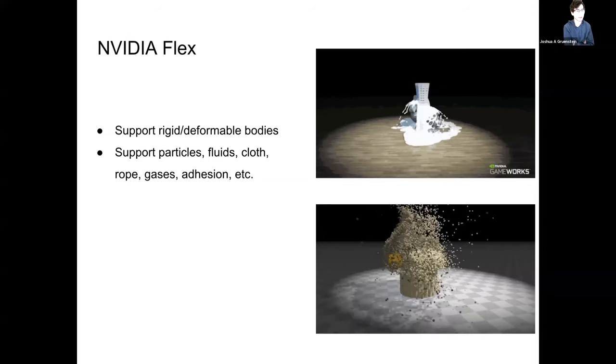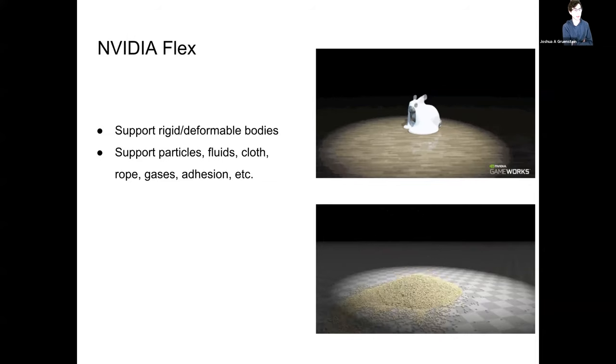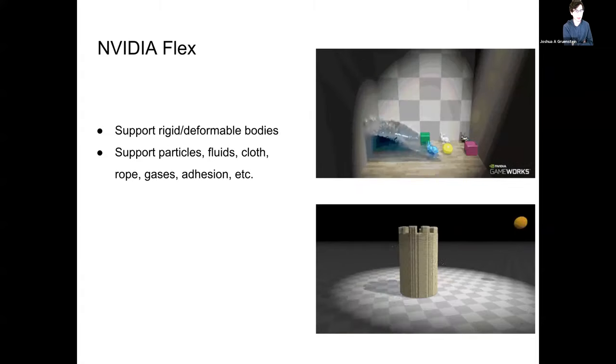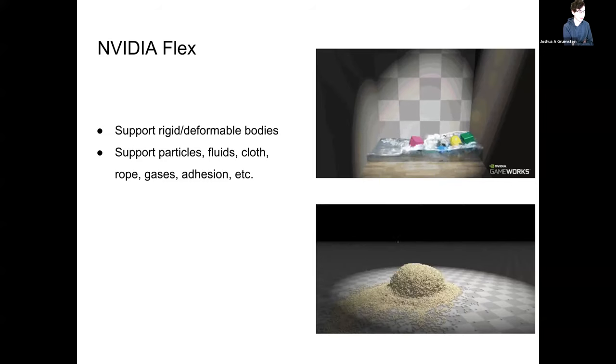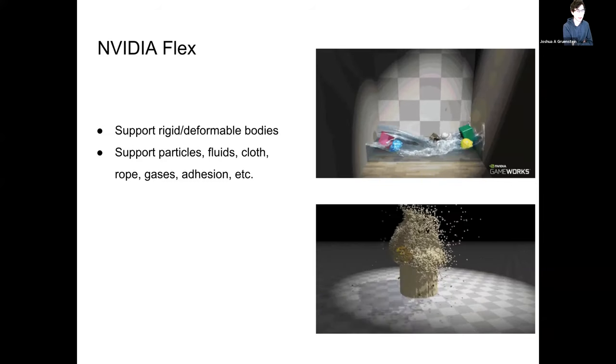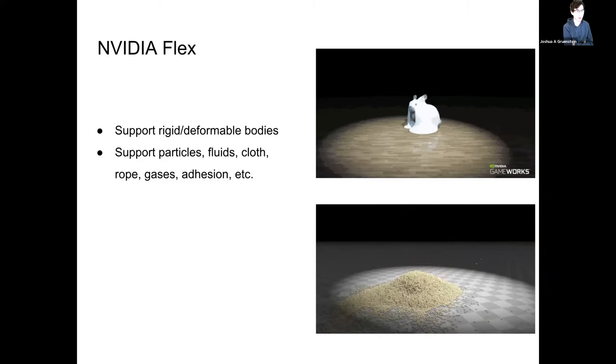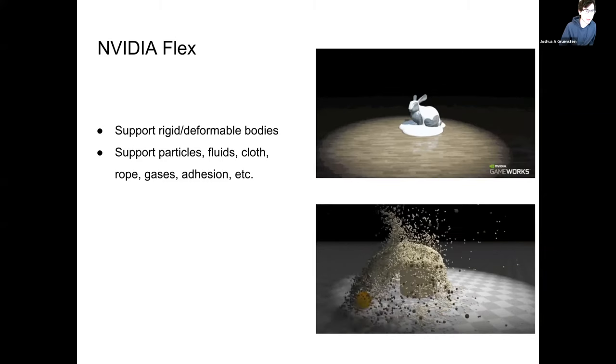Outside of these simulators that I mentioned before, they generally are used for simulating rigid body objects, but there are also more niche simulators used to simulate things that don't fall into that. So NVIDIA Flex is one example, and it can be used for simulating soft bodies and particles and all those weird things that the other simulators won't support. So if you're interested, you can look into that.